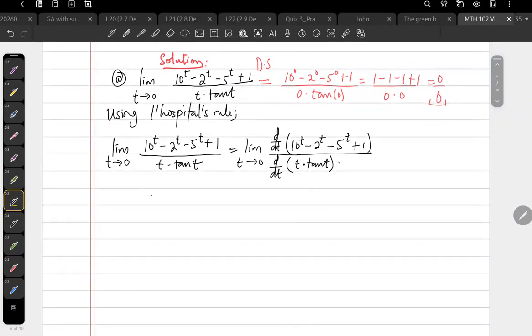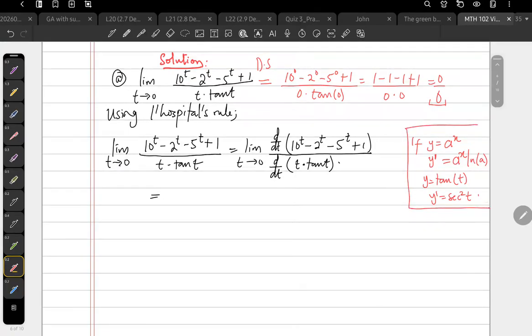So recall that if y is equal to a to the power of x, its derivative, y prime, is a to the power of x natural log of a. Also, if y equals tan t, y prime is equal to sec squared t. So let's just have that in our toolbox. We'll come back to it.